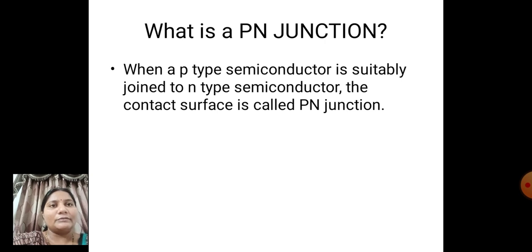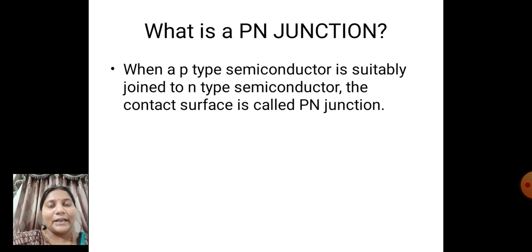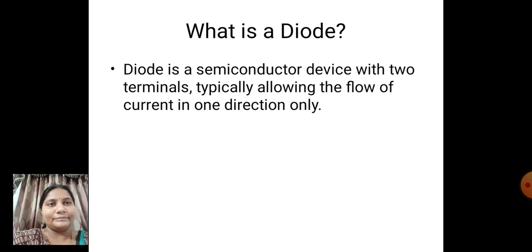Now, what is a p-n junction? So, as we know, when a p-type semiconductor is suitably joined to an n-type semiconductor material, then a contact surface is formed, and that area is known as p-n junction. And this junction is formed between p-type semiconducting material and n-type semiconducting material.